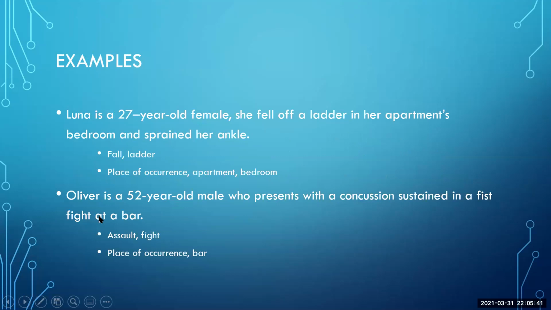Okay, so here's some examples. Luna is a 27-year-old female. She fell off a ladder in her apartment's bedroom and sprained her ankle. So I'm not going to show you these examples in the book, but I'm just going to show you how to figure out the main terms.